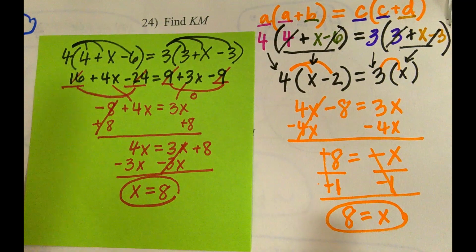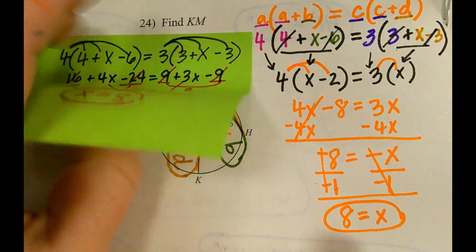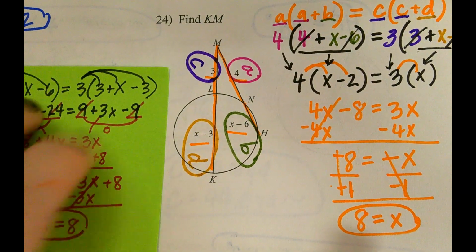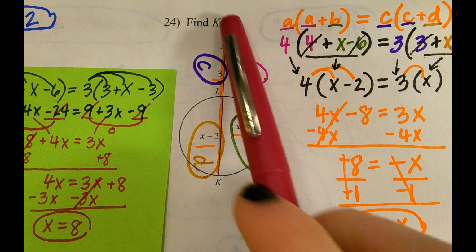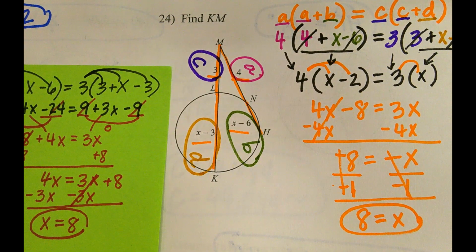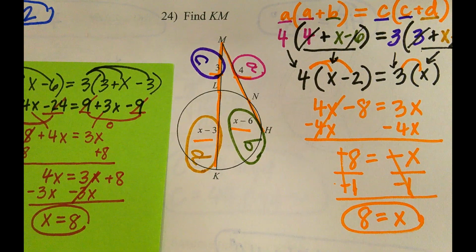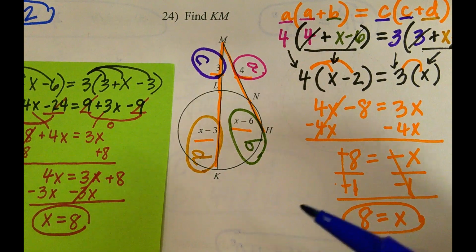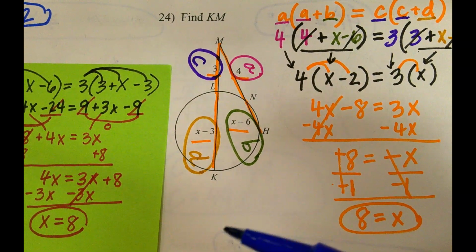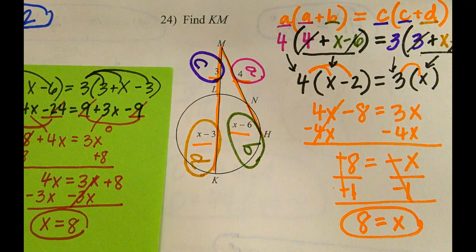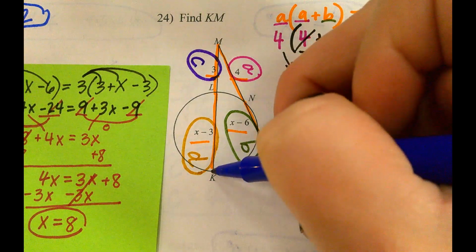So there is our value for x, but that's not all we needed, right? We want to find KM. Now, on the other problems, we usually marked what we needed to find first, but I forgot to do that. So let's find that. What is the value? I don't know what it is yet, but I know what they give us. What do they give us from K to M? X minus 3 times 3.